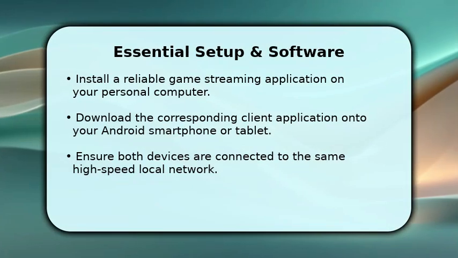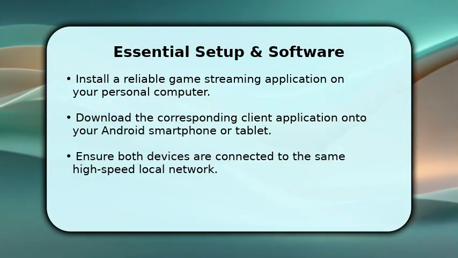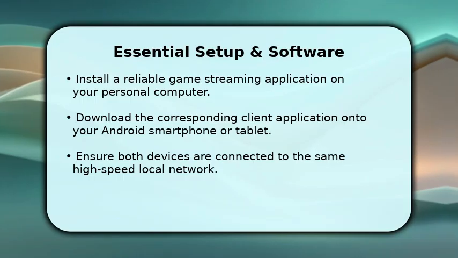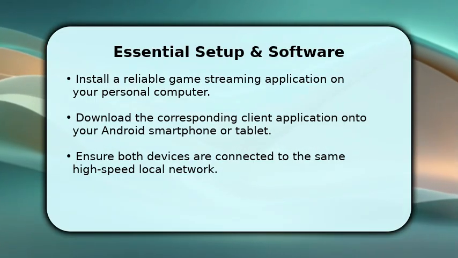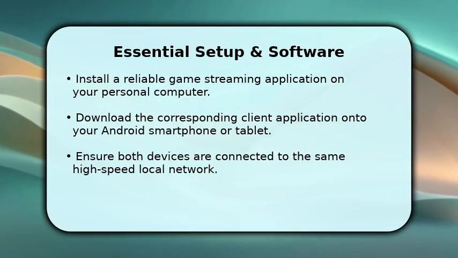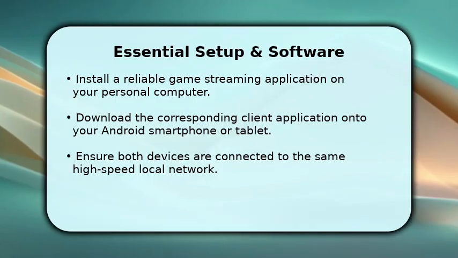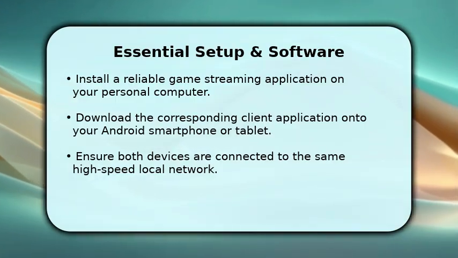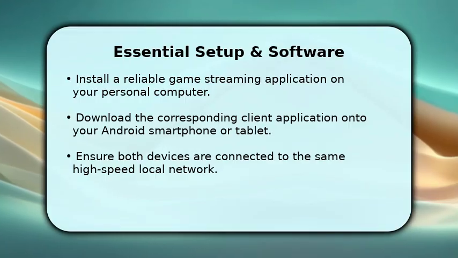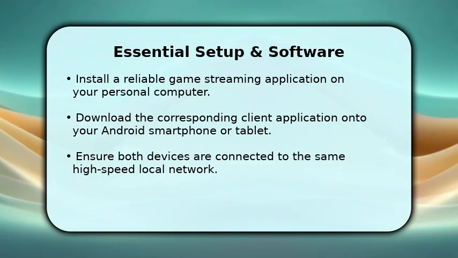To begin, you'll need to install a robust game streaming application on your PC, such as Steam Link or NVIDIA GameStream. Next, download the companion app from your Android device's App Store. Make sure your PC meets the minimum system requirements for the streaming software, typically including a modern processor and a dedicated graphics card.